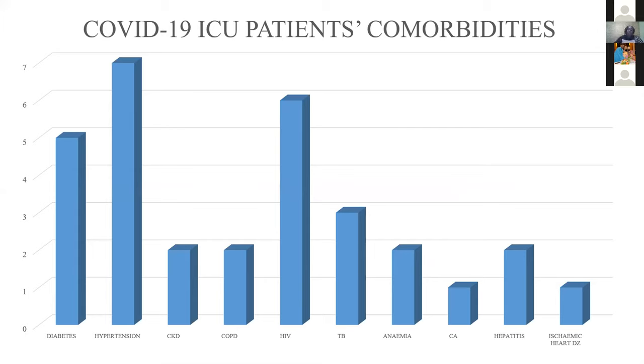In terms of comorbidities, what we noticed about the patients who were admitted to our critical care unit is that all of them had a comorbidity. That is, they either had diabetes, hypertension, kidney disease, COPD, HIV, TB, anemia, cancer, hepatitis, and ischemic heart disease. But as you can see from the trends, most of our patients had either hypertension or were HIV positive.